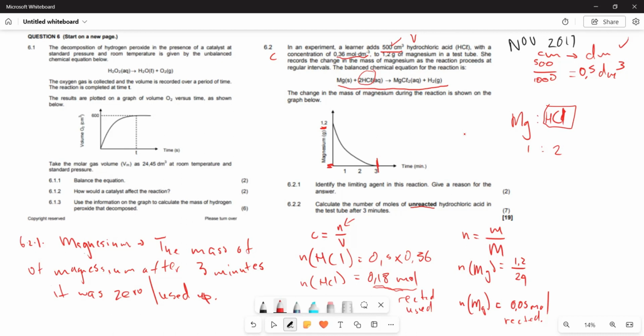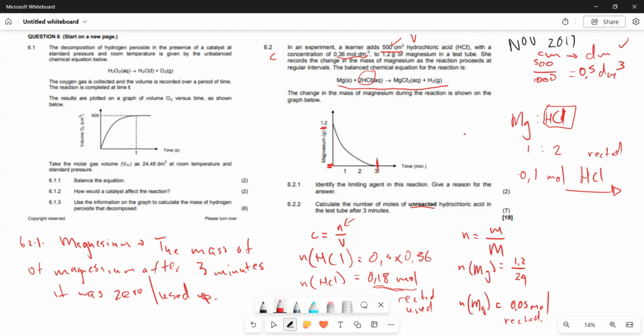Then the mole that you are going to find here, look, for our magnesium, the ratio is 1:2. So the mole that you are going to get here is going to be 0.1 mole, right? This is going to be 0.1 mole of your HCl. And now that we've calculated the one that also reacted, the mole of this that reacted.